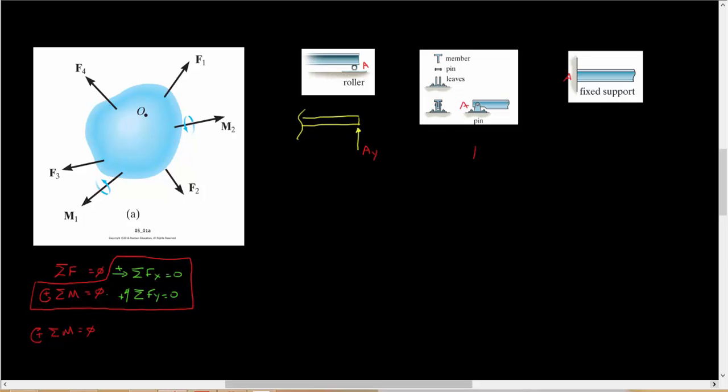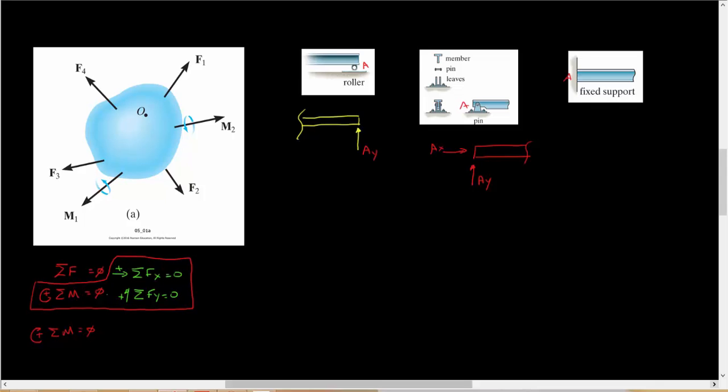For a pin connection, this is point A. The pin connection is not allowing it to move up, and is it allowing it to move horizontally? No. So we would actually have a Y and an X.